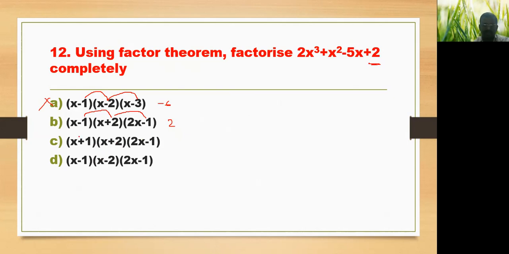I have to check. Okay, now 1 into 2 is 2. 2 into minus 1 is minus 2. I have here plus 2. Therefore, this option is also wrong. Then minus 1 into minus 2 is plus 2. Plus 2 into minus 1 is once again minus 2. This is also wrong. Therefore, B is the answer for the 12th.